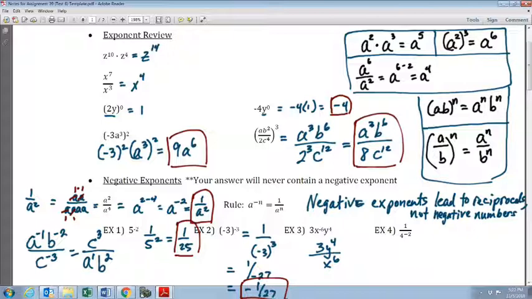So on number 4, we're going to want to move the 4 to the negative 2 to the numerator. It'll be 4 to the positive 2. Now you could write that over 1.